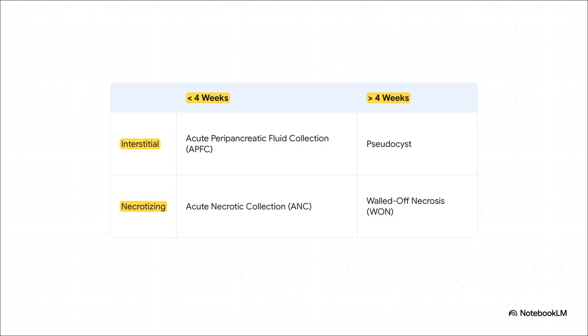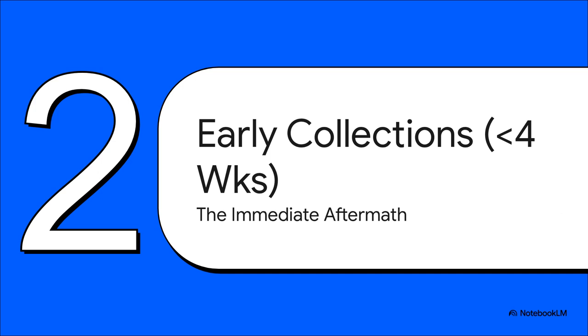And here it is. This is the cheat sheet. This simple 2x2 grid is the revised Atlanta classification, and it makes everything so much clearer. Look, the rows are just the two types of pancreatitis we talked about, interstitial or necrotizing, and the columns are just a timeline, less than 4 weeks and more than 4 weeks. Each box gives you the exact name for the collection. It's really that elegant.